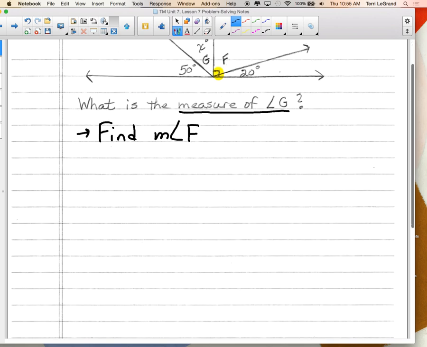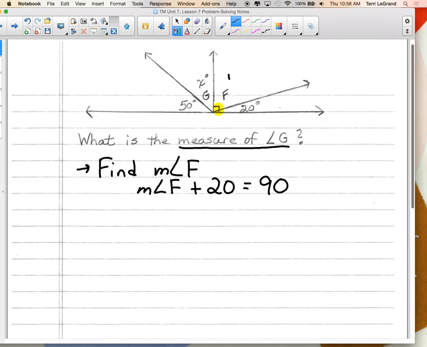Okay, well, to find the measure of angle F, we just said the measure of angle F plus 20 degrees should equal 90 degrees, right? They form a right angle, those two. Well, we don't really have a variable to call the measure of angle F. We don't want to call it x because x is the measure of angle G. So you want to call it y? Okay, we can call it y. So let's go up here and call this y degrees. Okay? Put that in the drawing. So we're going to say y plus 20 has to equal 90.